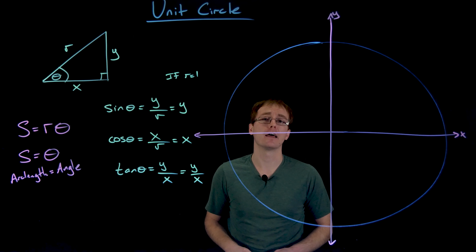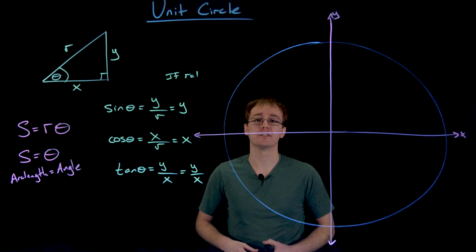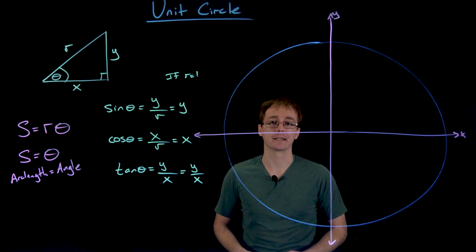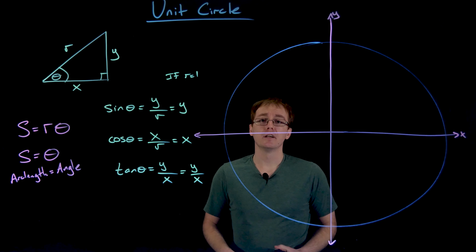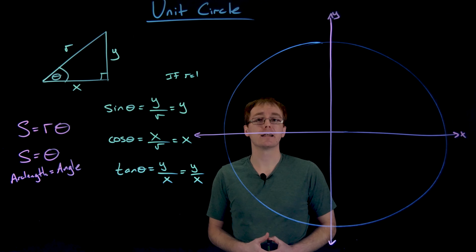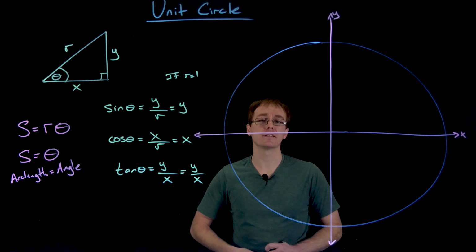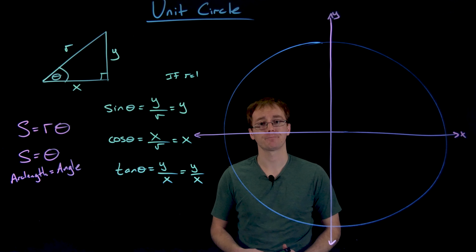And we can define our other trig functions in similar ways, just extending those natural definitions that we got from right triangle trig. So we're going to work together, use some of our special triangles and some symmetry and geometry arguments to find 16 key points around our unit circle.